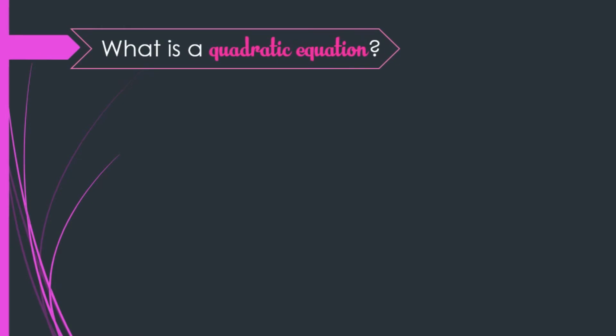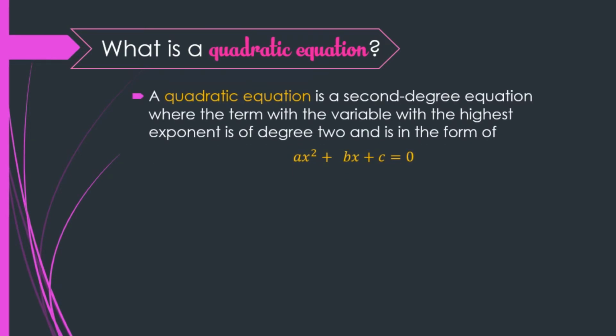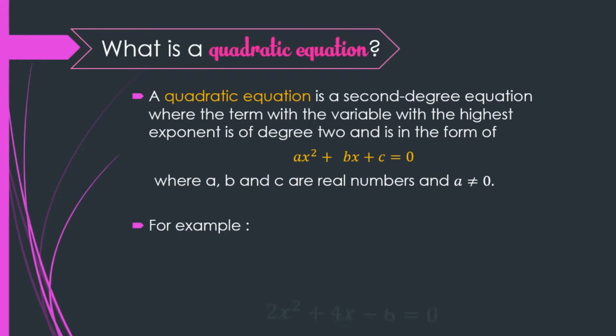Before we all go through the different methods, let's have first the definition of a quadratic equation. So we don't have to worry, this is just a brief review of what a quadratic equation means. It is a second degree equation where the term with the variable with the highest exponent is of degree 2 and is in the form of ax squared plus bx plus c is equal to 0, where a, b, and c are real numbers and a is not equal to 0. For example, 2x squared plus 4x minus 6 is equal to 0.